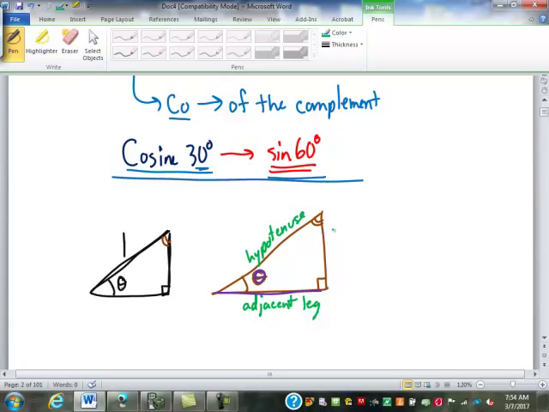Okay, so this leg over here is across. It's the opposite leg, because it is across the triangle form. It does not touch it. It is opposite that angle.